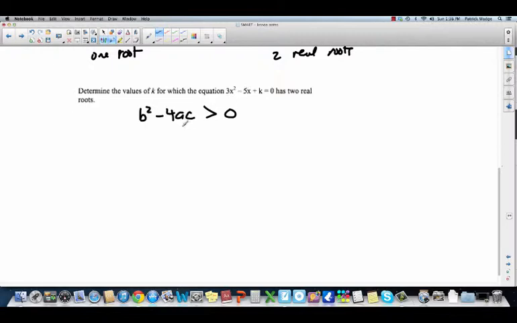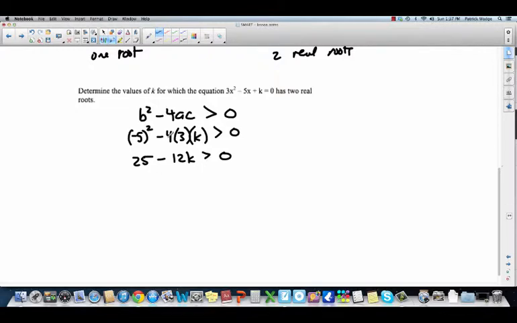So b is negative 5, so negative 5 squared minus 4 times a, which is 3, times c, which is, oh, what's c? There's nothing there. It just says k. Well, that's fine. That's what we're going to solve for. Is greater than 0. Okay, negative 5 squared is 25, minus 4 times 3 is 12k is greater than 0. Now, what I would do at this point is I'd move the negative 12k over.